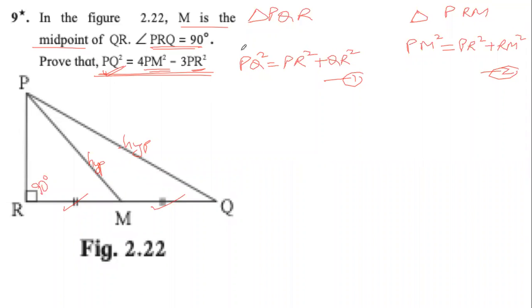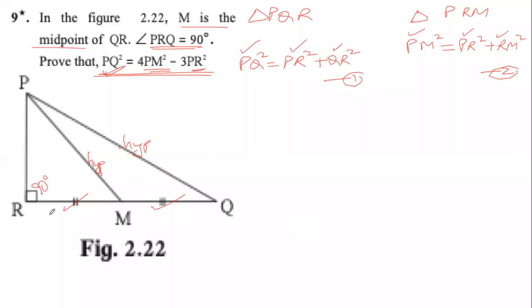See, we have PQ, we need PQ. We have PR, we need PR. PM we need, PR we need. The things that we don't need are QR and RM. We need to do something about them and get the answer. We are on the right track, don't worry.